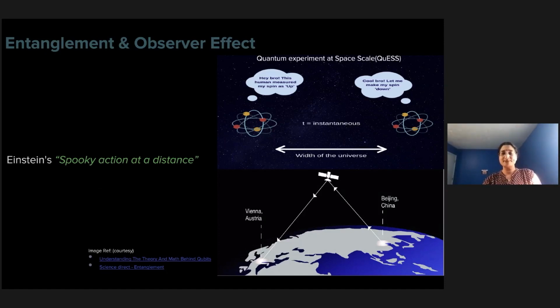Scientists proved this at space scale. What they did was shoot a pair of entangled electrons up and send one to China, the other one to Austria. When they decided to observe the first particle in lab one and measure the spin to be up or down, instantaneously at the same time, the other particle in the other lab chose to lose its superposition and collapse to a state, up or down. That's entanglement in a nutshell.